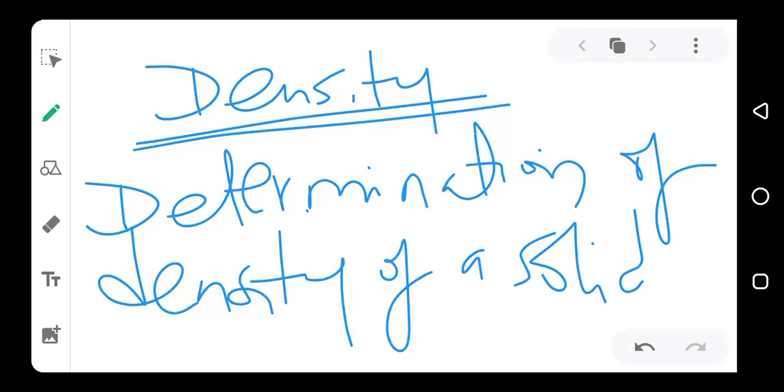In today's lesson, we want to continue with our discussion on density. In the previous lesson, we introduced the concept of density. We defined density, gave the formula for density and the units of density, and also solved a few examples. In today's lesson, we want to look at how we can determine the density of a solid.